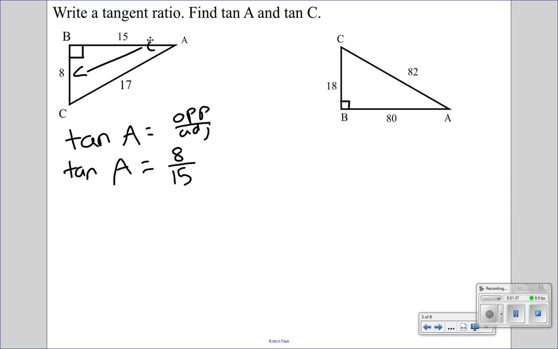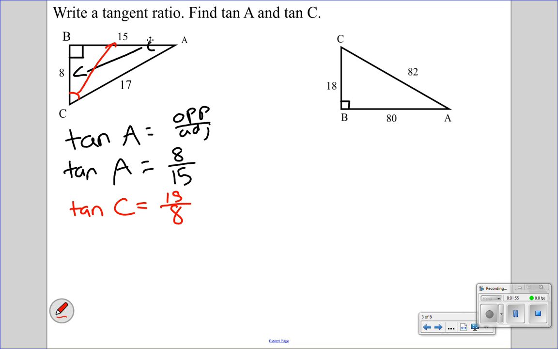If I asked for the tangent of angle C, we're using this angle, so we need to use what's opposite of that. So opposite of angle C is 15, and then our adjacent side is 8.